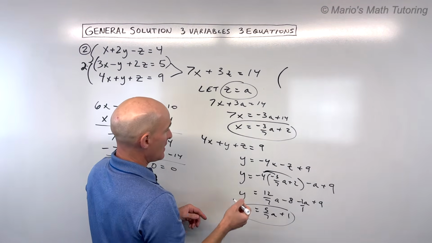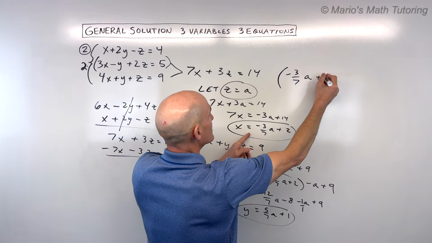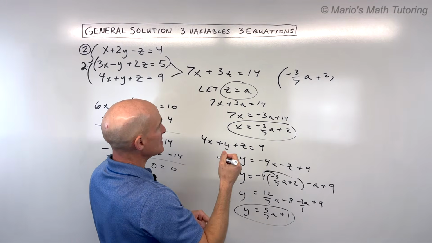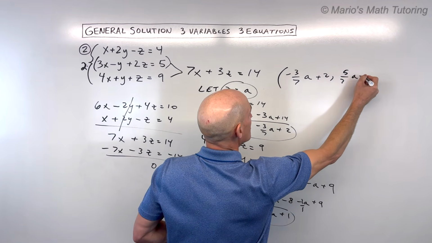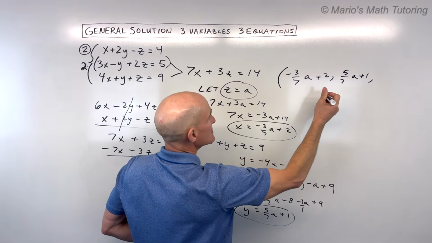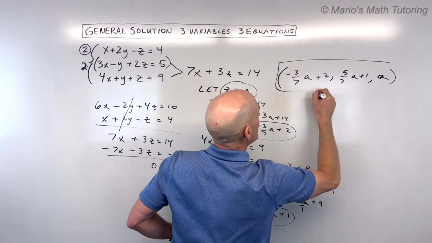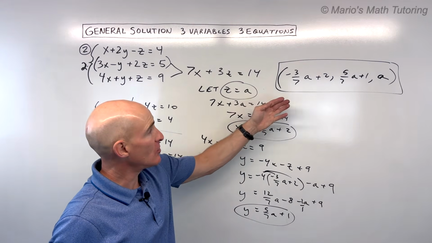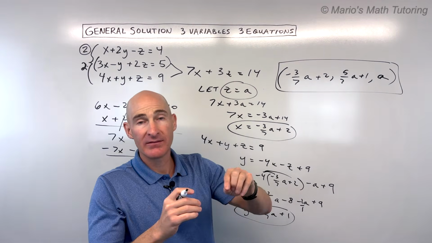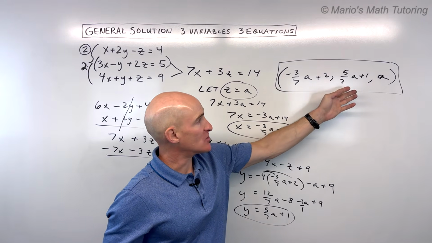So we have x is equal to negative 3 sevenths a plus 2. Y is equal to 5 sevenths a plus 1. And z we said was equal to just a. And so there we have it. We have our general solution in terms of a. And again, if a is 0, that would be 1 point on the common intersection. If a was 1 or a was 2, a was 3, etc.